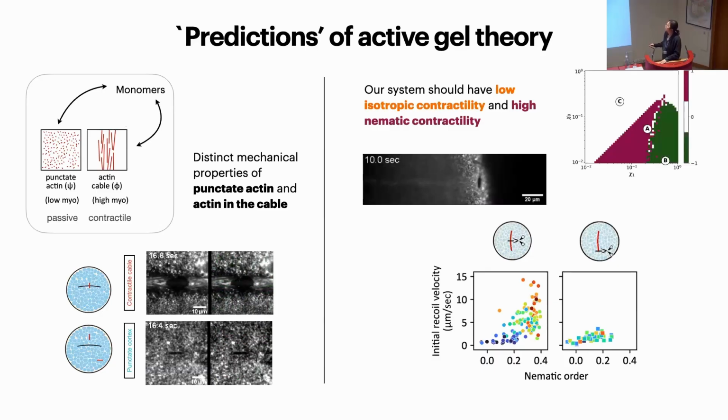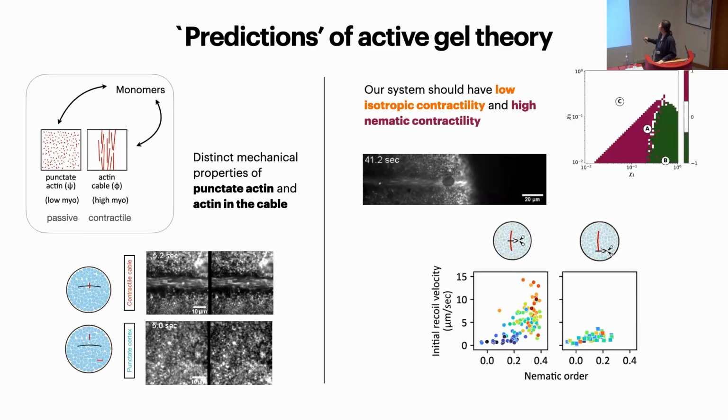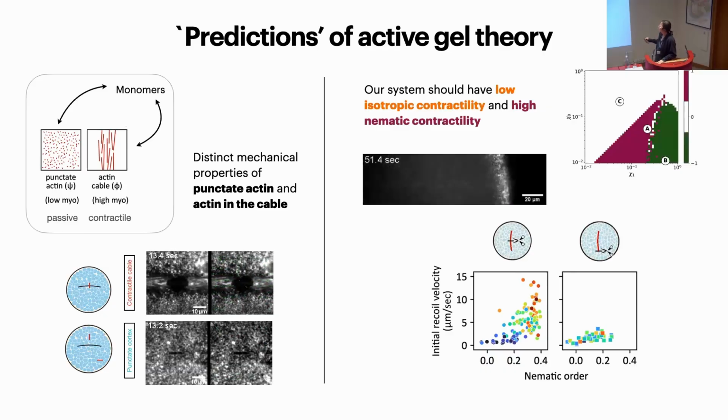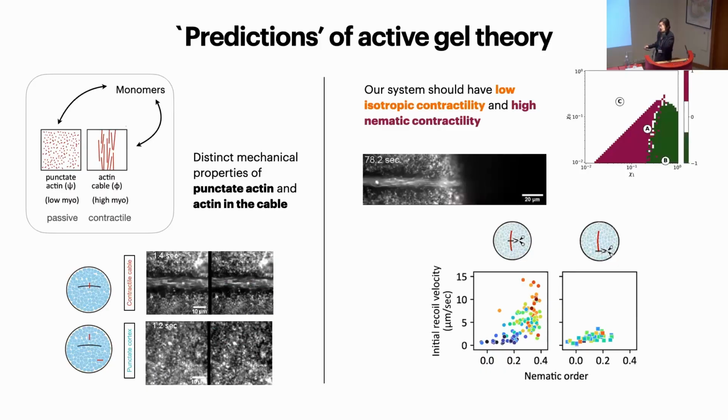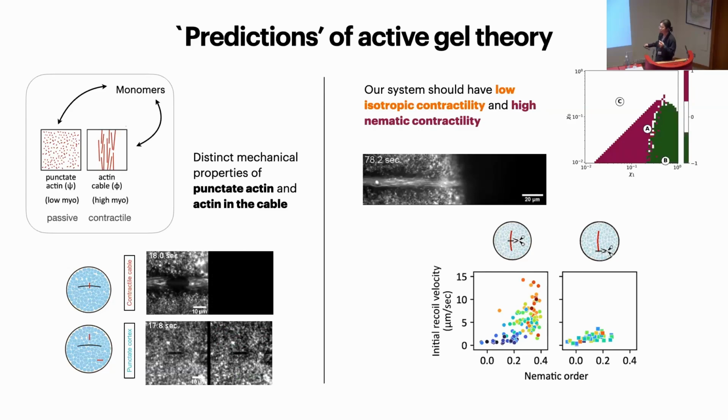Another thing is that we predict that since we are in this region of the phase space, we have high nematic contractility and low isotropic contractility. This we test by continuously doing laser cuts on the band as the band is growing. So this allows us to probe the amount of contraction as a function of the nematic order directly.